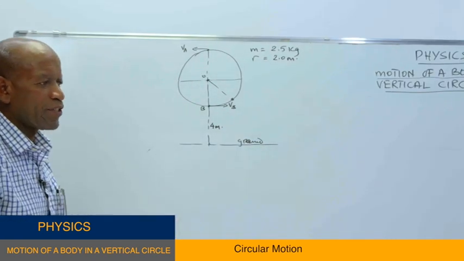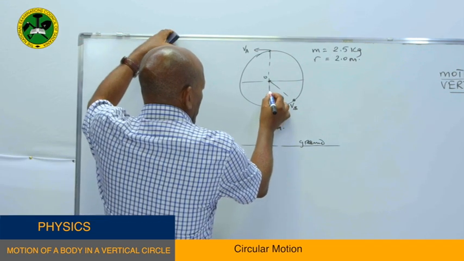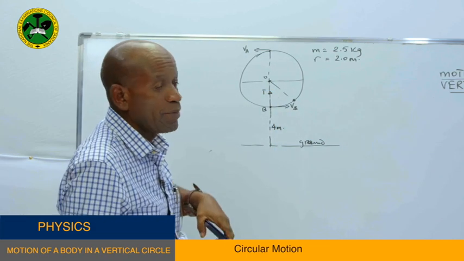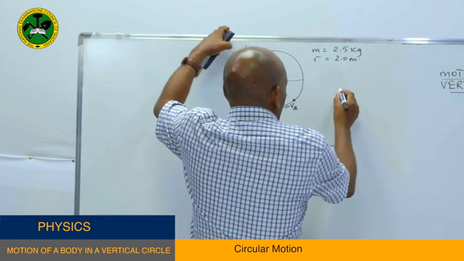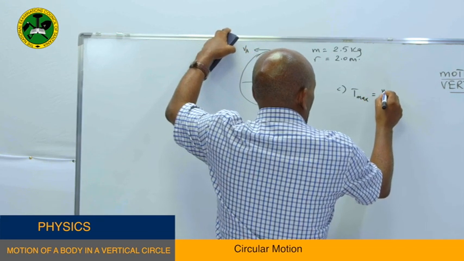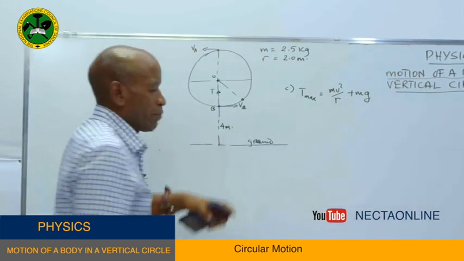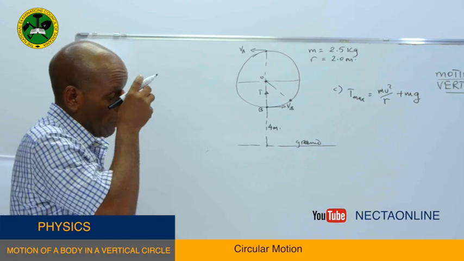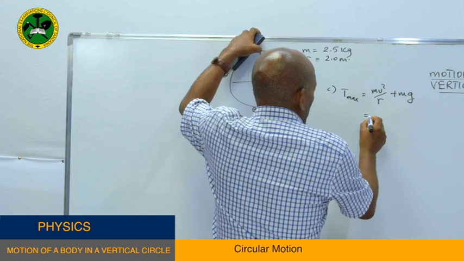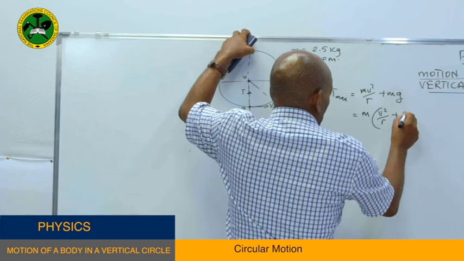So the maximum tension, as we already said previously, is obtained whenever the body passes the lowest point. So the tension obtained at that particular moment is the maximum tension. And this maximum tension is just equal to mv squared over r plus mg. So we need just to determine this maximum tension. If we take m outside, we get v squared over r plus g.